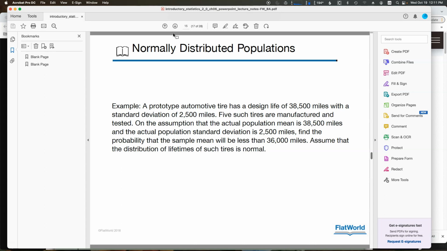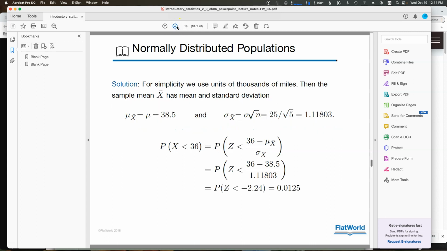So let's say we have a tire. That tire is designed to go 38,500 miles. The standard deviation of the population is 2,500. And we're going to take 5 tires from the population and look at them. What are the chances that my sample mean is going to be less than 36,000 miles from those 5 that I'm looking at? Okay, so now we set it up. They took out the thousands here to make our life easier.